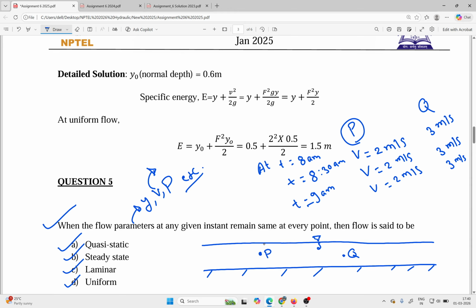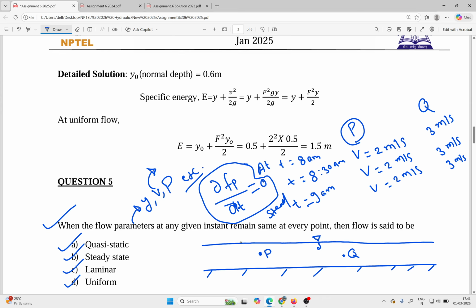In the steady condition we only consider, at a single point, whether your flow parameter is changing or constant with respect to time. If at a single point the change in your flow parameter, I'll write f for flow parameter, with respect to time is equal to 0, which means no change, that is constant, it means steady flow.